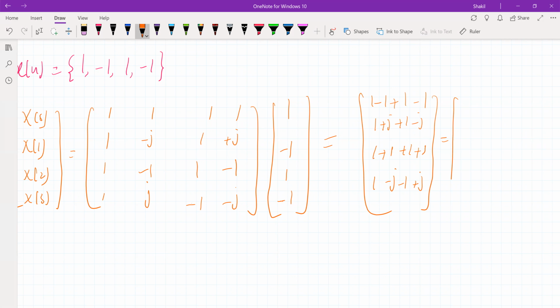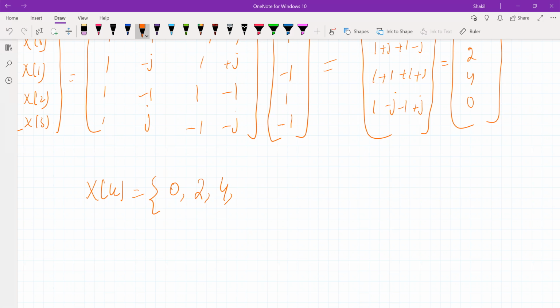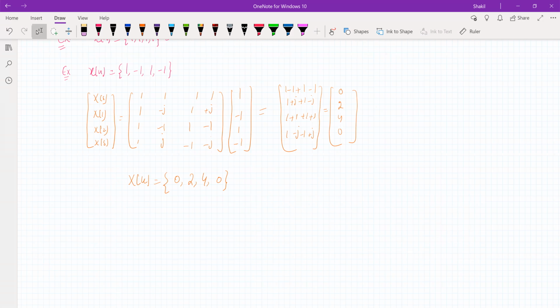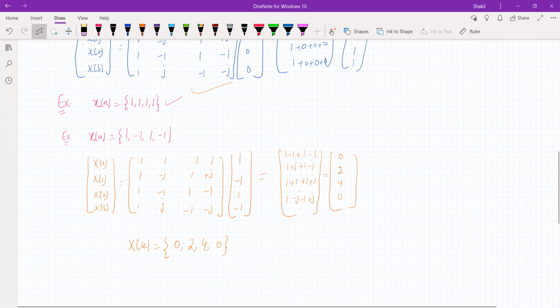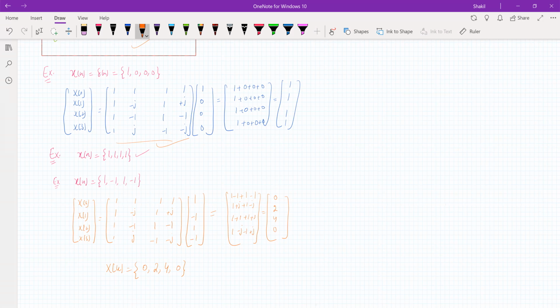Right, so the terms will be, first term is 0, and then this is 2, then this is 4, this is 0. So that means x of k is 0, 2, 4, 0. Please check the result yourself. Do this example also in MATLAB, meaning type FFT of 1 comma minus 1, 1 comma minus 1, and check the result yourself. All right. Using matrix formulation, if you know this, the computation becomes very easy.